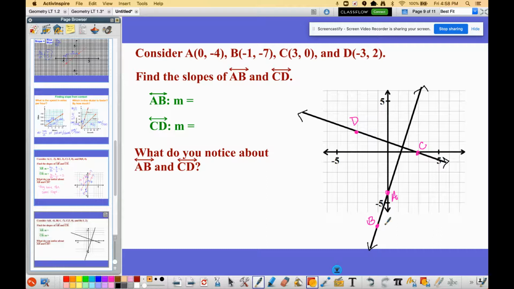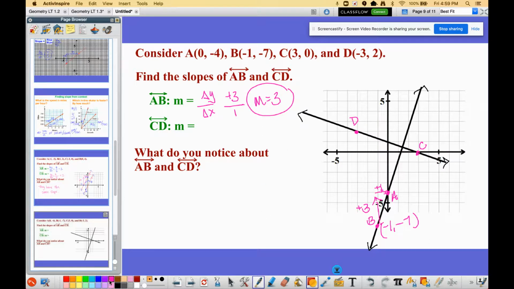All right, so now we're going to find the slopes of AB and CD. So for AB, remember B was -1, -7, and that's important for me because I went off my grid. So my change in Y, I'm going from -7 up to -4. So that means I'm going to go up 3. And my change in X, I'm going to go to the right 1. So +3 over 1. So my slope is 3.